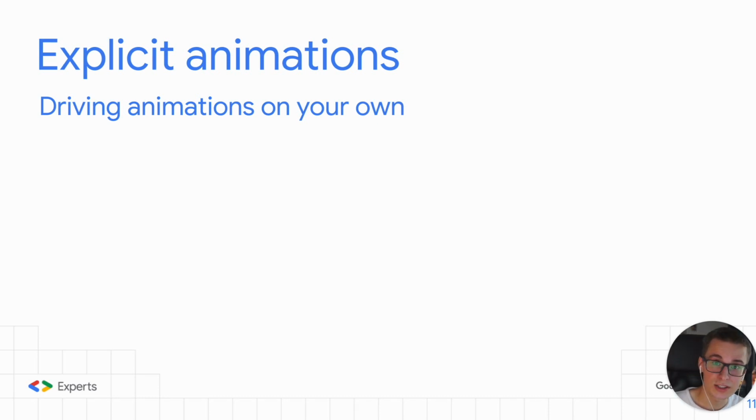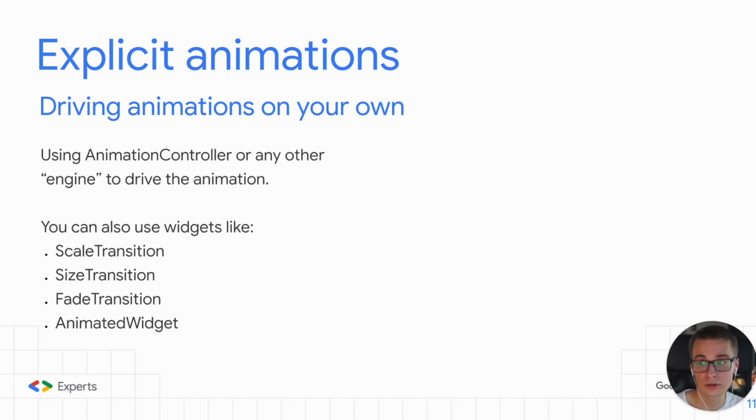Of course, the next level when doing animations is our explicit animations. And this means that in this case, you will have to drive the animation somehow on your own. Typically, you would use something like animation controller. And this animation controller is a class that hooks up to the Flutter engine and allows you to synchronize your animation with the Flutter frames. However, sometimes you may skip also the animation controller and use something different, and we're gonna look into that later.